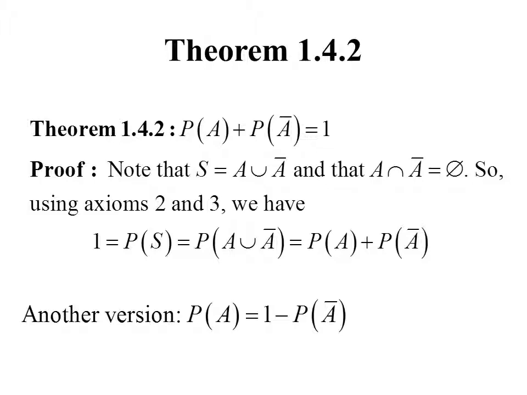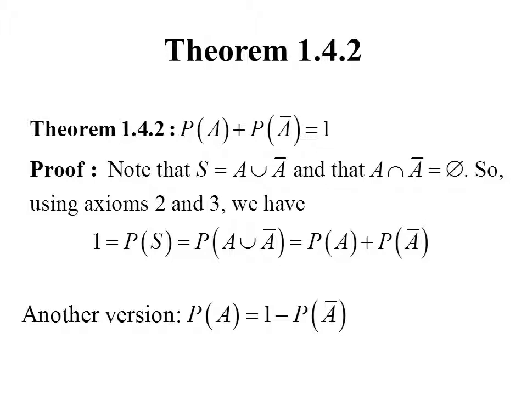So now using axioms 2 and 3, we have 1 is equal to the probability of the entire sample space. Well, that's equal to the probability of A union A complement. What we have here are two disjoint events, and so by the third axiom, that's equal to P of A plus P of A complement. Put it all together, 1 is equal to P of A plus P of A complement. So that's all there is. That's how we can use those simple axioms to prove a little more complicated result.